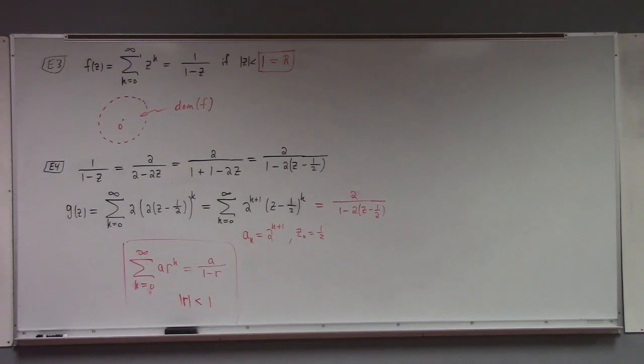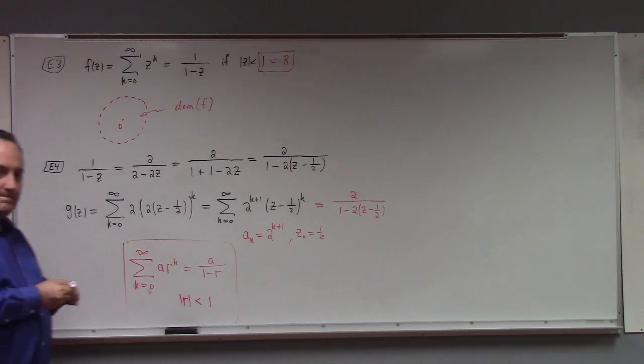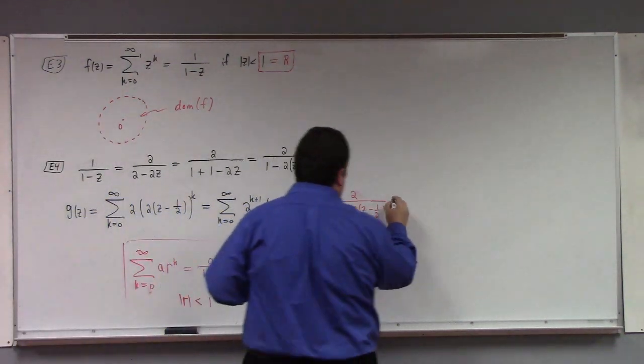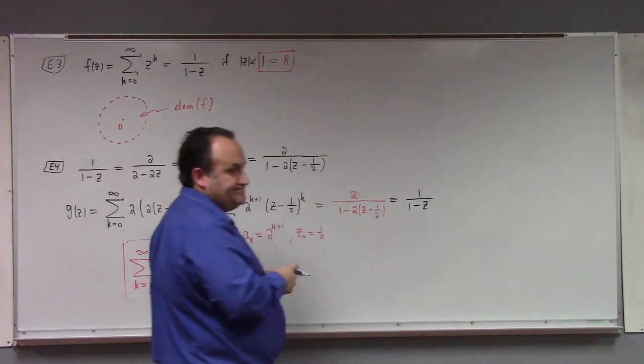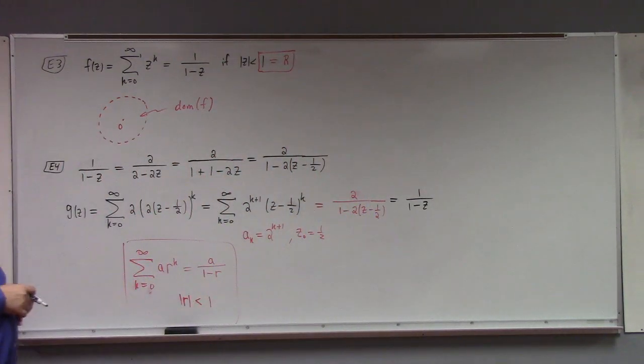Now by the algebra that I invented this example from, what's this equal to? 1 over 1 minus z, right. All right. But what's the radius of convergence here?